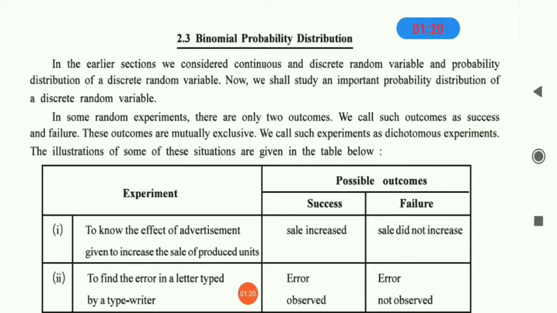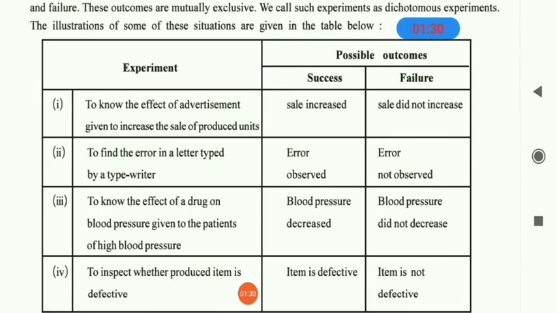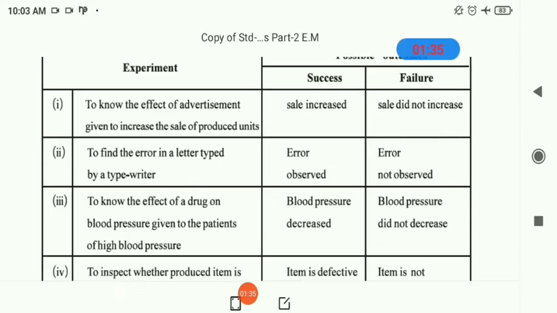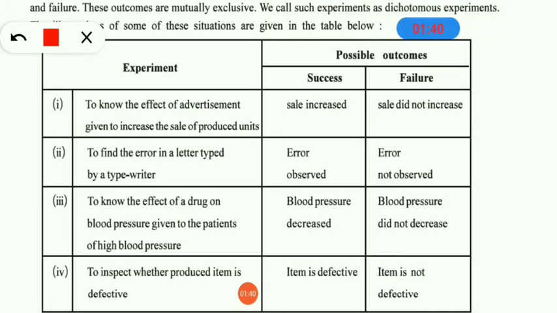Illustrations of some of these situations are given in the table below. Here the first column is the experiment and the second is the possible outcomes, success and failure. In the first, to know the effect of an advertisement given to increase the sale of a product: sale increased is success and sale did not increase is failure. So there are only two outcomes, and this type of experiment is called dichotomous.